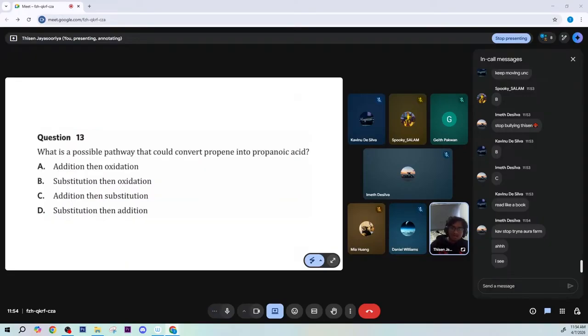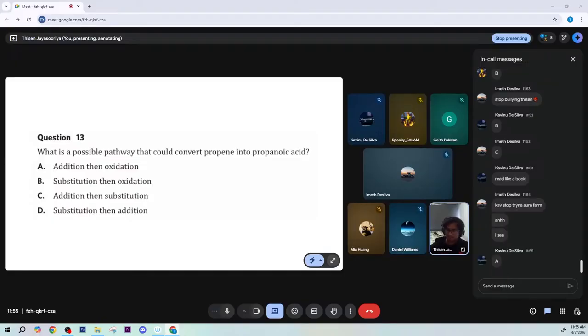What is a possible pathway that could convert pentene into propanoic acid? What's a possible reaction pathway that can convert pentene into propanoic acid? A, addition, then an oxidation. B, substitution, then an oxidation. C, addition and substitution. D, substitution and addition. What do you guys think? A, B, C, or D? We got an A. We got another A. We got 2 A's. Maybe a B. Maybe a C. Maybe it's D. Anyone else got any suggestions?